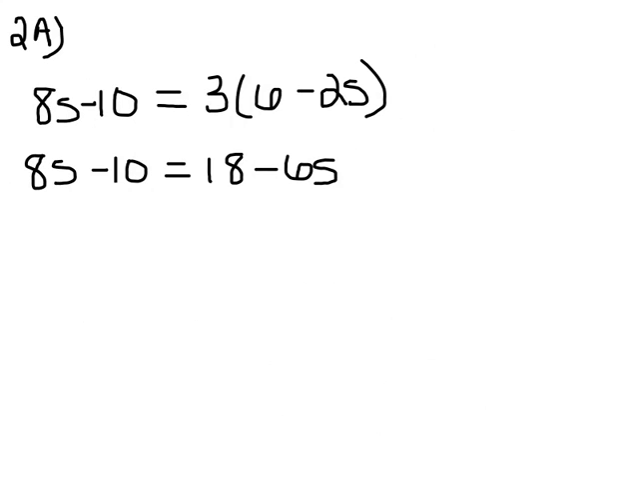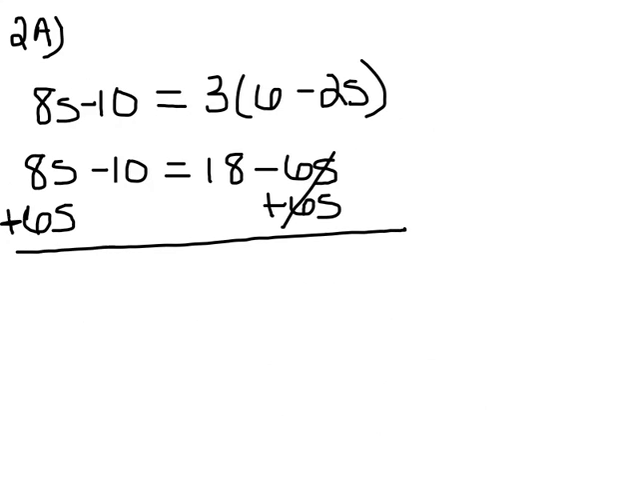Now, our next step would be to combine like terms. As you can see, there's nothing to combine on the left and nothing to combine on the right. So we'll move on to moving our variables to one side. I'm going to move this 6s over to the left side by adding it to both sides. 8s plus 6s is 14s.